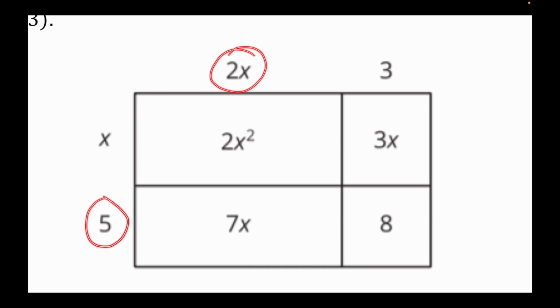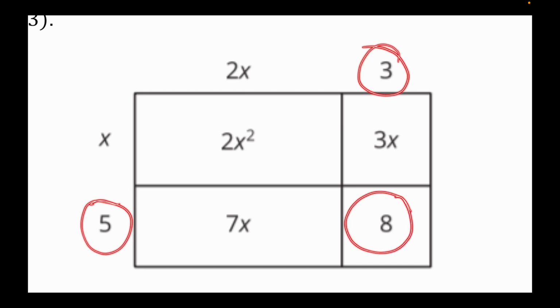2x times 5 should make 10x, not 7x. 5 plus 2 makes 7, so I think that's where he made a mistake here. Let's also check the last box. 3 times 5 does not make 8. 3 times 5 makes 15. I think he added again on accident.